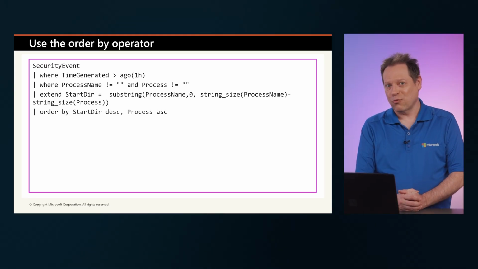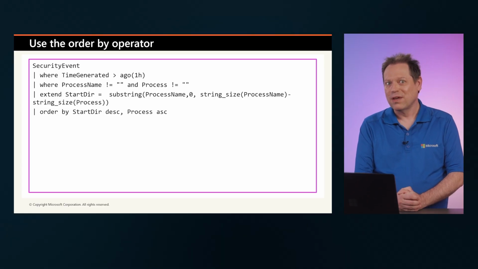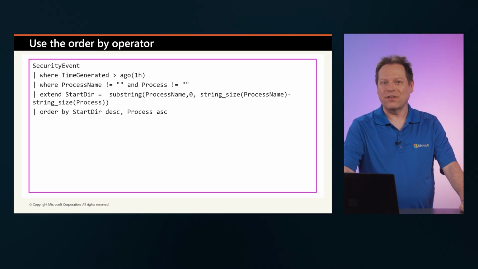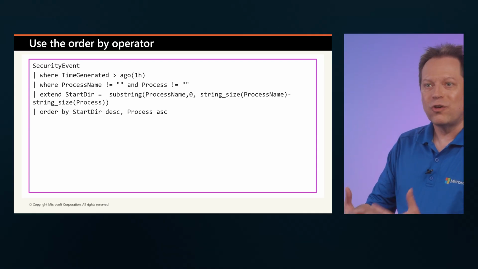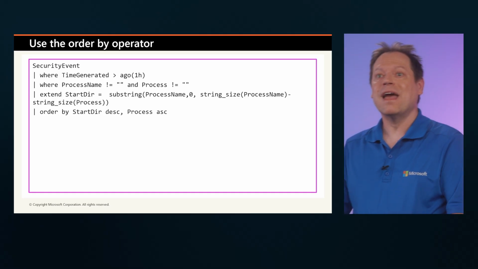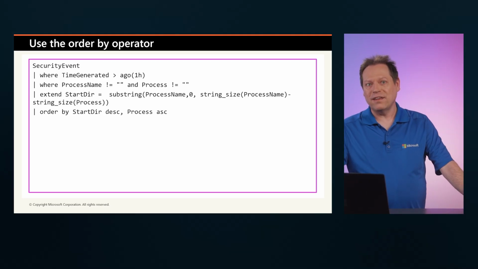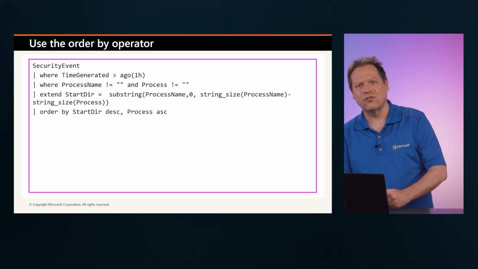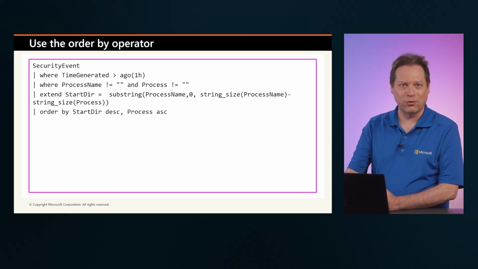Once you filter and enrich your data set, you often need to sort it to spot patterns. The order by operator does exactly that. Building on the previous example where we computed StartDir, you can order the result with StartDir descending, desc, and then Process ascending, asc. Sorting like this can quickly reveal unusual directories, rare processes, or anything that stands out once the noise has been reduced.